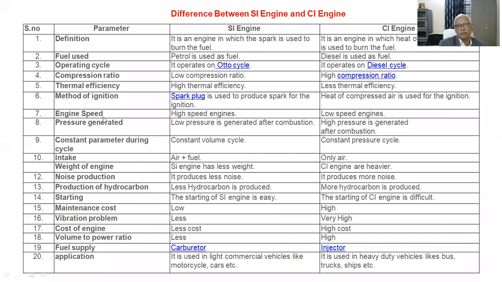Then engine speed. Normally SI engines, because of better volatility, lightweight and less mass, will not have a lot of mechanical issues like imbalance and other things, so we can use these engines for high speed. They are high-speed engines, and that's the reason why most bikes and racing cars use these SI engines.